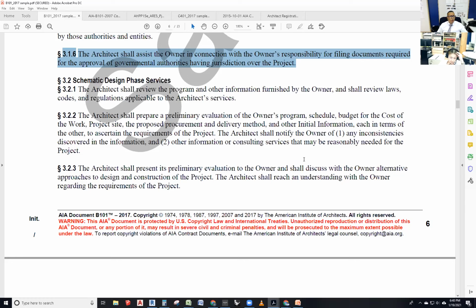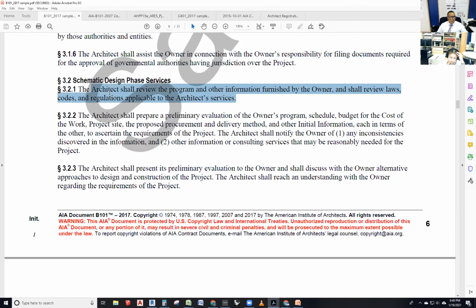So then we begin with our very first service, section 3.2, schematic design first services. The architect shall review the program and the information furnished by the owner and shall review laws, codes, and regulations applicable to the architect's services. So after you're given the site topographic studies, your technical report, and program, you look at all of that and review it. That's like square one. What's the project? And that's when I start writing my proposal.